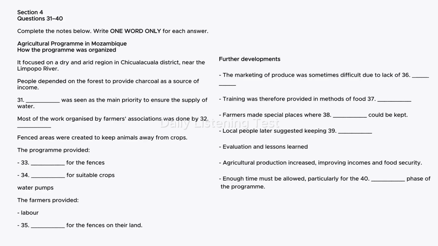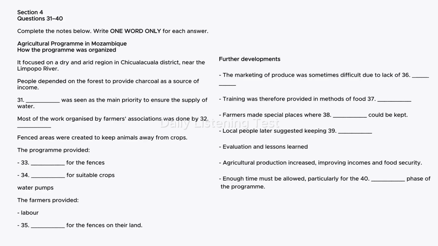So, what can we learn from this project? It clearly demonstrates that even in regions with a hot and arid climate, agriculture can flourish if there is access to a reliable water source. In Chiqualacuala, farming output increased dramatically, helping to improve food security and the standard of living of the local population.